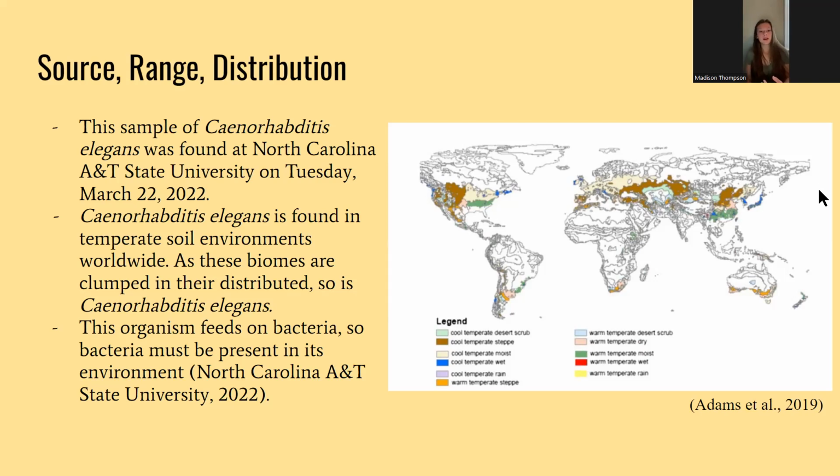Caenorhabditis elegans is found in temperate soil environments worldwide. And these biomes are clumped in their distribution, typically north of the equator or further south of the equator, but not on the line. And because they're clumped in their distribution, so is the organism. These organisms are quick to proliferate. They have a very short lifespan and reproduce quickly. And so anywhere that they can exist and thrive, they will.